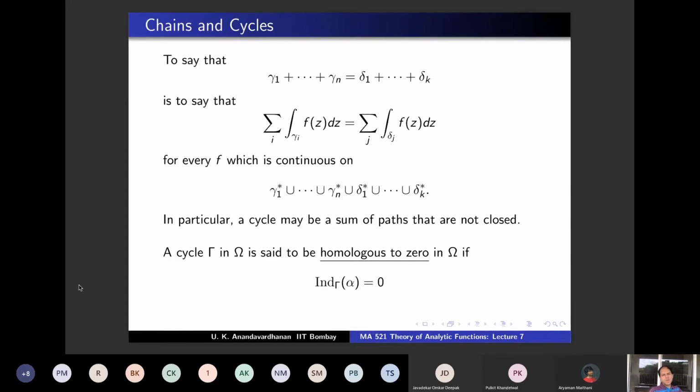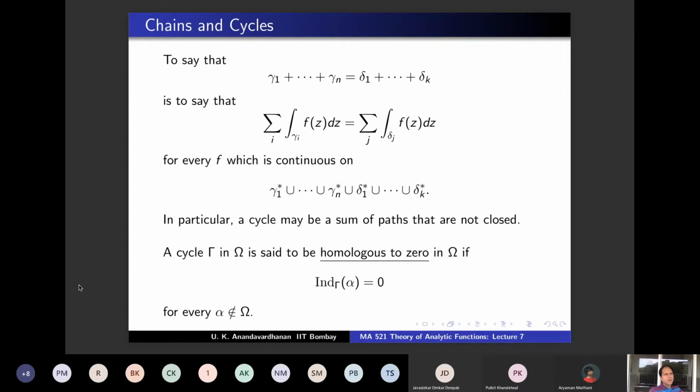If the index of alpha with respect to gamma is 0, and what is alpha? This should be true for each alpha outside omega. Is the definition clear? You're taking a cycle in omega and defining homologous to 0 in omega. The definition is the winding number: the index of alpha with respect to gamma is 0 for every alpha outside omega. So take a simple example.